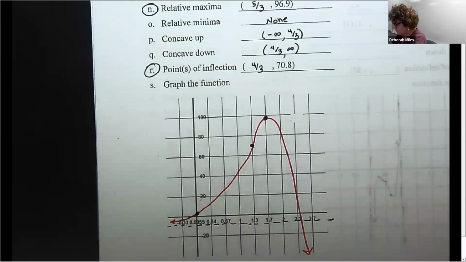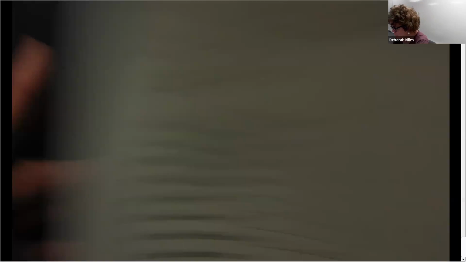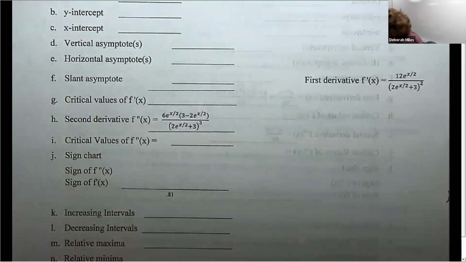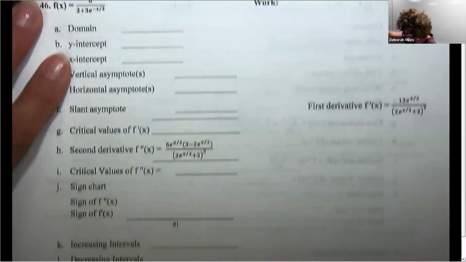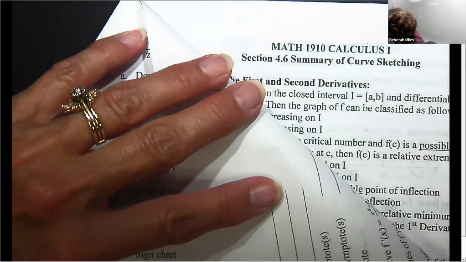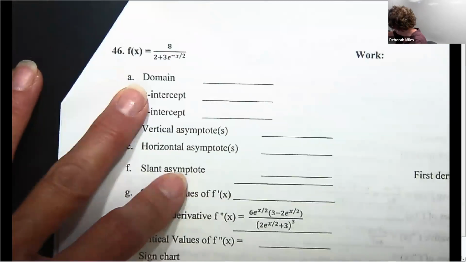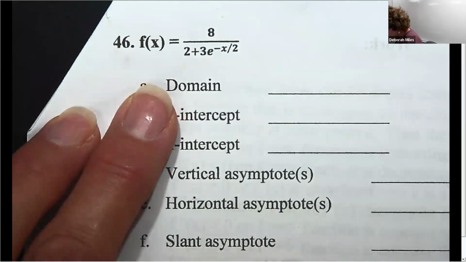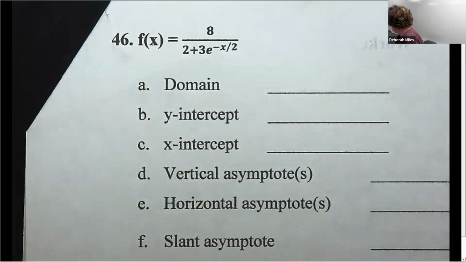All right. Number 46. Another function with the, I think all three of these may have the natural exponential. No, 48 has a logarithmic expression in it. So 46, 8/2 plus 3 e to the negative x over 2, what's the domain of that function?